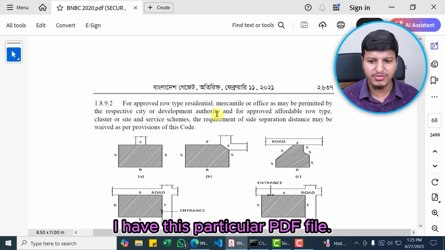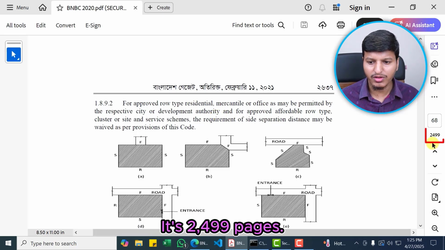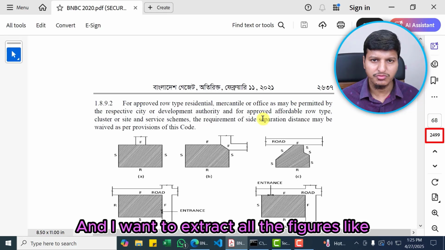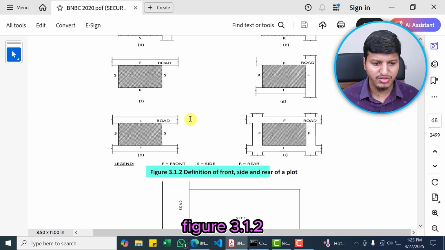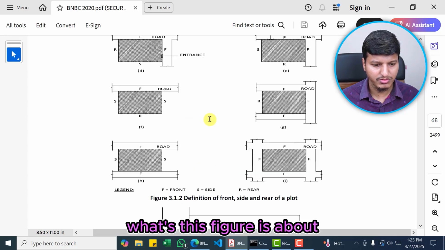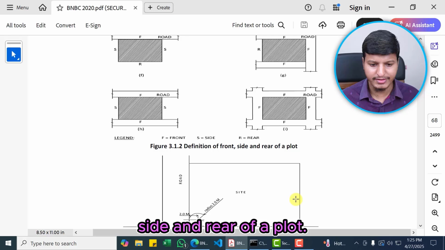Hi, so I have this particular PDF file. It's 2499 pages, and I want to extract all the figures. Like, you can see it says figure 3.1.2. What is this figure about? It says definition of front, side, and rear of a plot.